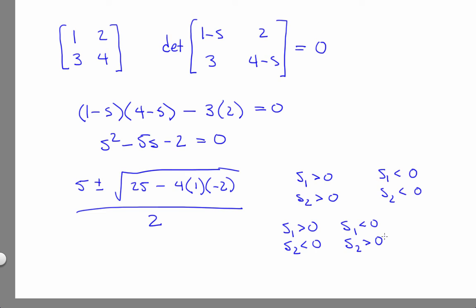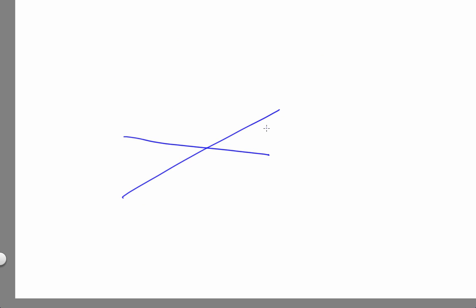Each of these eigenvalues is associated with a specific eigenvector. To find the eigenvector that is associated with an eigenvalue, you plug the eigenvalue back into the matrix equation and find the null space. I'll defer that for now. Let's say we found the following two eigenvectors for some matrix. And let's say this eigenvector is associated with eigenvalue S1, and that eigenvector is associated with eigenvalue S2.